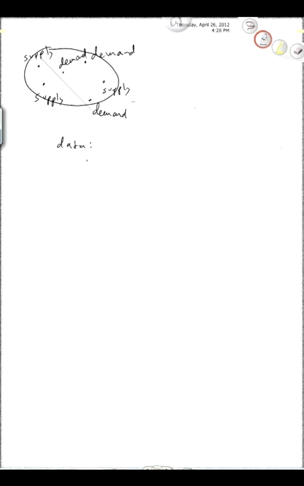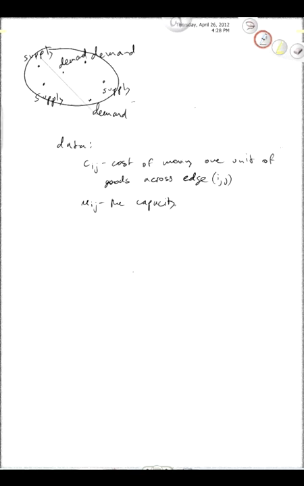So the data would be something like this. Cij would be the cost of moving one unit of goods across edge ij. Uij would be the capacity of edge ij. So this is same as in maximum flow. Maybe some particular edges only take 5 trucks and no more can pass through there.